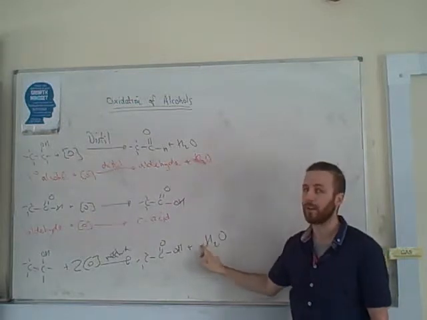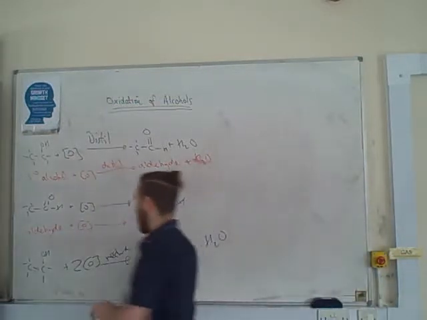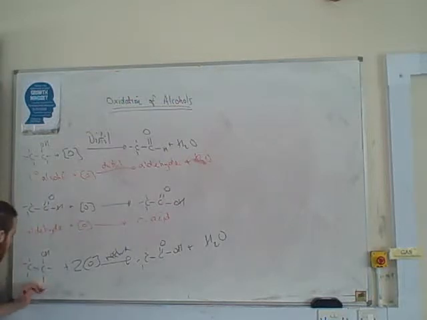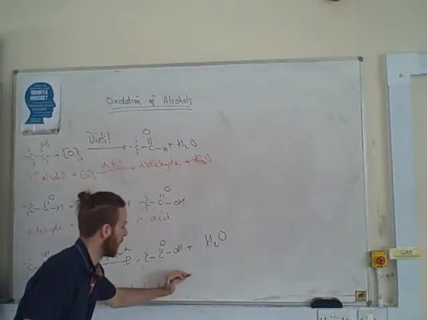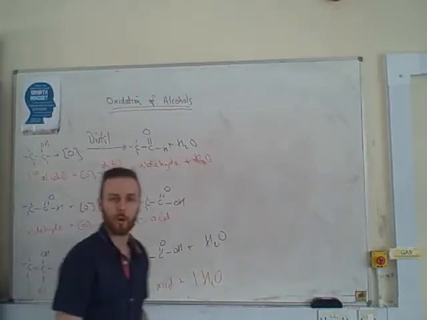Everybody puts a 2 there. Be really careful with that. So what have we got then? A primary alcohol plus 2 oxidations, so complete oxidation will give us a carboxylic acid and 1 H2O.